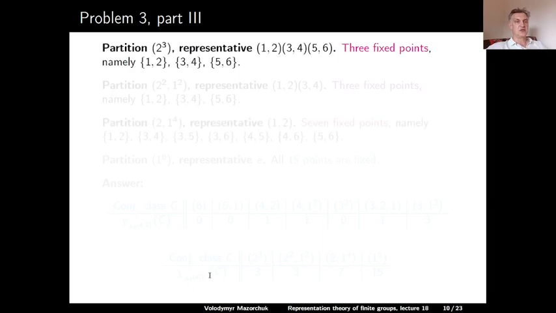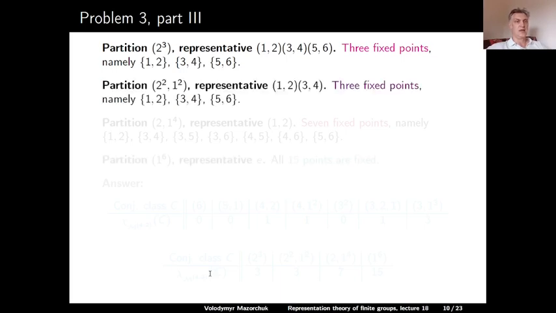The next partition is 2, 2, 2. The representative is the product of transpositions (1 2), (3 4), and (5 6). And this has 3 fixed points, namely {1, 2}, {3, 4}, and {5, 6}. The next partition is 2, 2, 1, 1. A representative is the product of (1 2) and (3 4). And there are 3 fixed points, {1, 2}, {3, 4}, and {5, 6}.